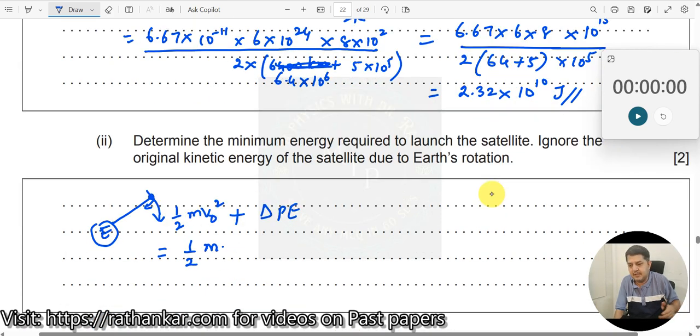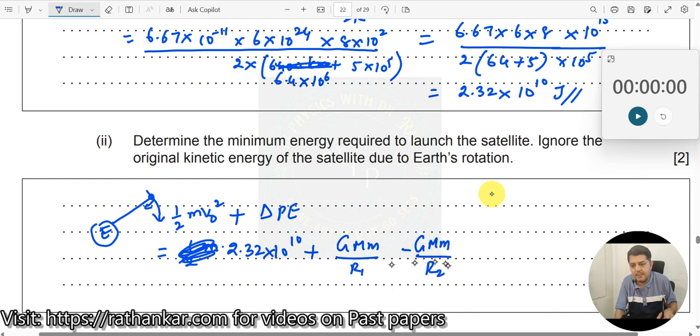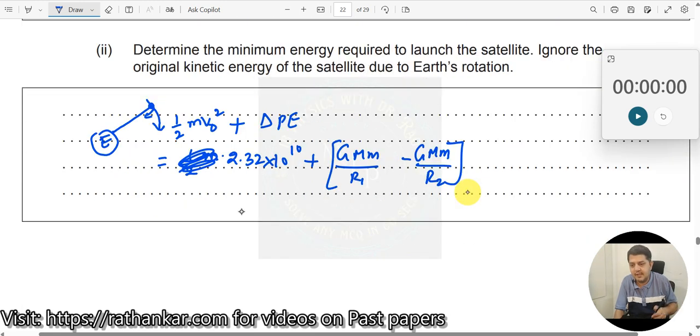So which is nothing but 2.32 into 10 to the power of 10 plus delta P we have not found. What is delta P? This should be GMm divided by R1 minus GMm divided by R2. Difference in potential energy, right? When I do this, what is it I get? I get this as 2.32 into 10 to the power of 10 plus GMm is common, multiplied by 1 by R1 minus 1 by R2.